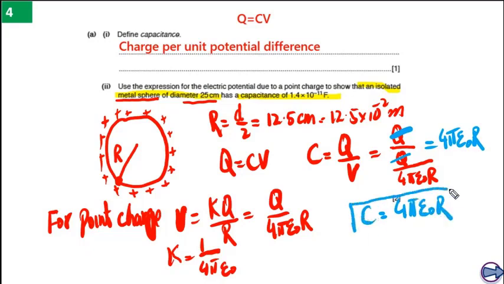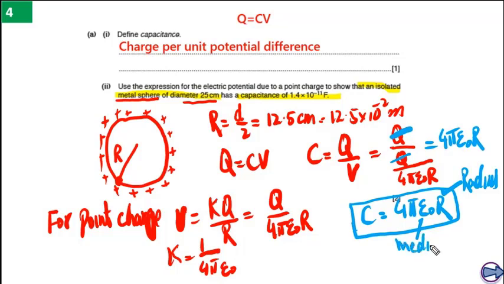From here, we can see that capacitance only depends on the radius of the sphere, meaning the size of the object, and it also depends on the medium. So this one is the radius of the sphere, and it also depends on the medium.